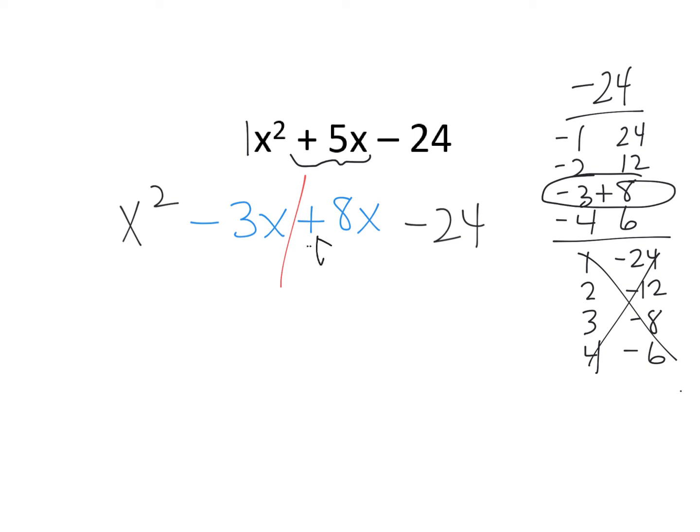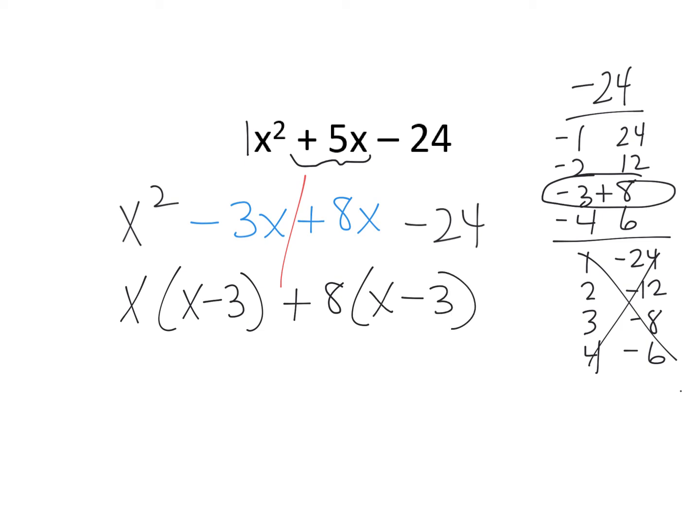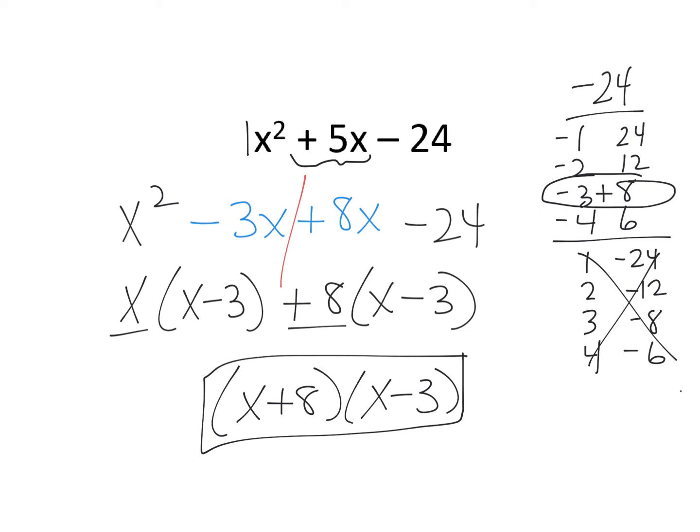All right, let's go erase that and get it out of the way. So what can I pull out of an x squared and a 3x? Well, an x. And what's left over? An x minus 3. And then here I'm going to put the plus sign. What can I pull out of an 8x and a negative 24? An 8. And then if I do that, I'm going to get an x and a negative 3, which is good because those two binomials are identical there in the parentheses. Last but not least, I'm going to take these two and put them in their own set of parentheses. And I am done. Not too hard.